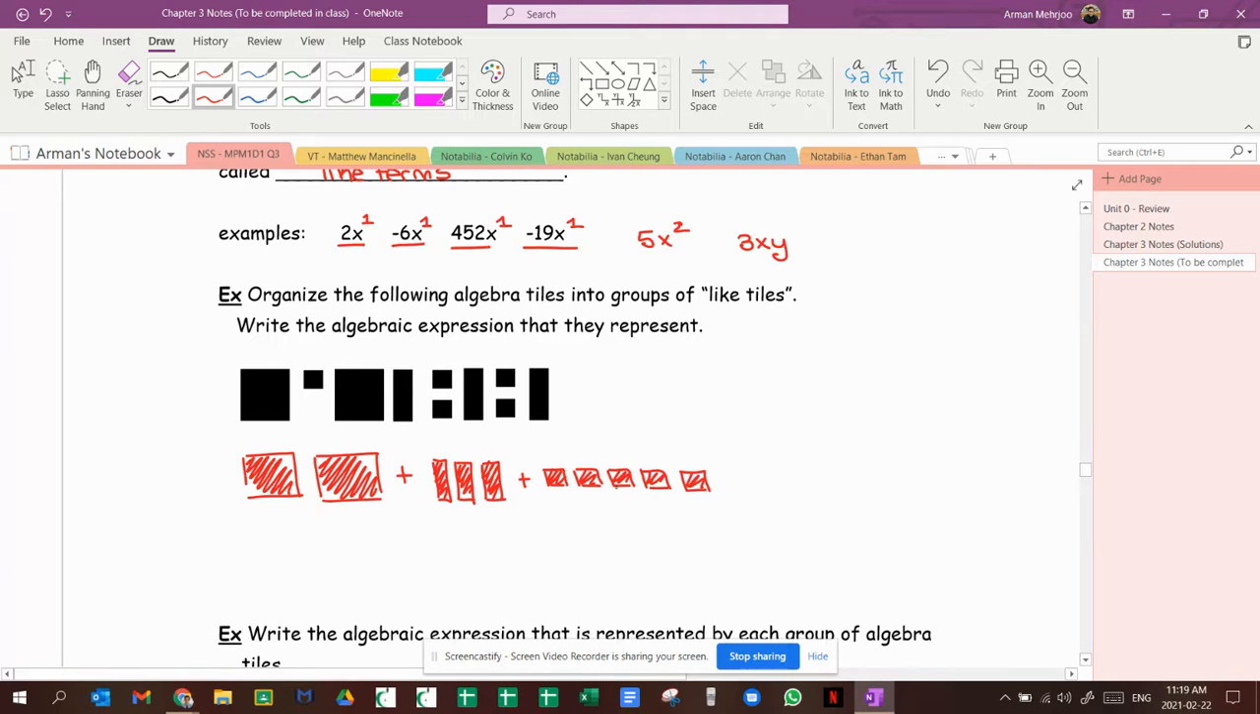So if I were to put this all together, it looks like I have 2 of the x squareds, 3 x's, and 5 of the number 1 cubes. So the expression that's represented by these algebra tiles is 2x squared plus 3x plus 5.